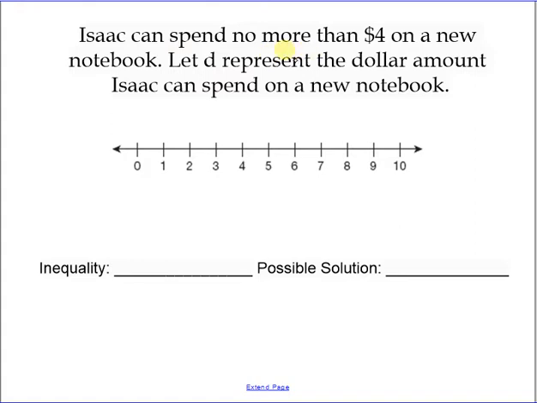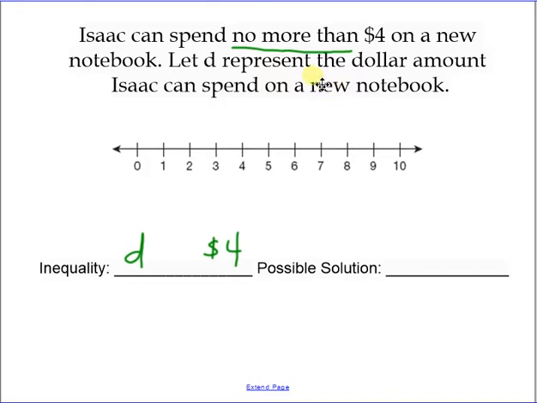Isaac can spend no more than $4 on a new notebook. Let D represent the dollar amount Isaac can spend on a new notebook. So our keyword here is going to be "no more than." Okay, that's step 1, finding our keywords. Step 2 is to write our letter, which is D, our variable, and also to write our number, which is $4. And you don't have to write the dollar sign, but I like to.